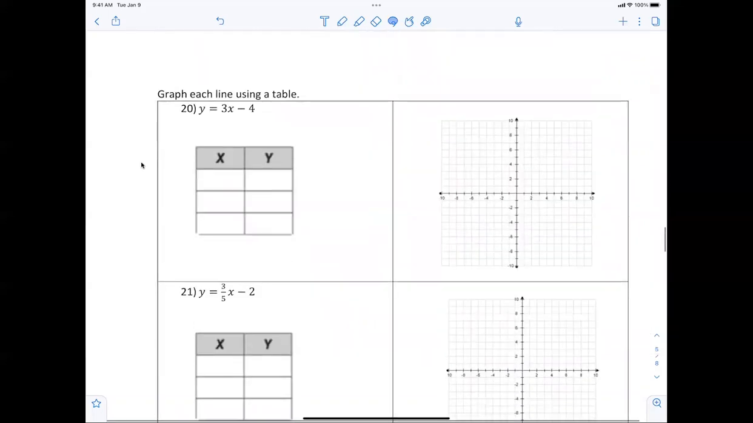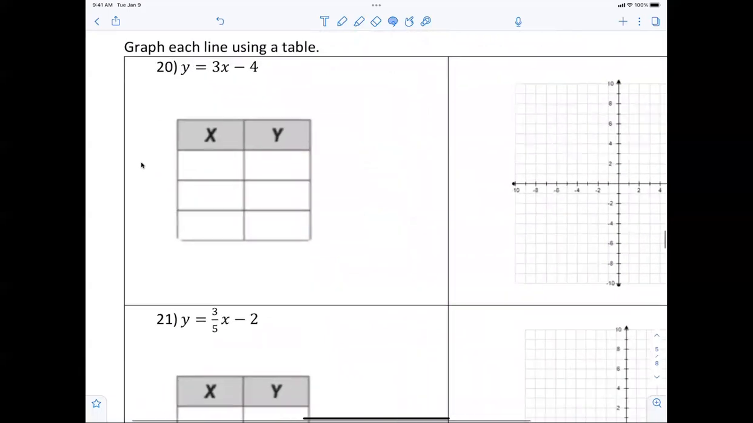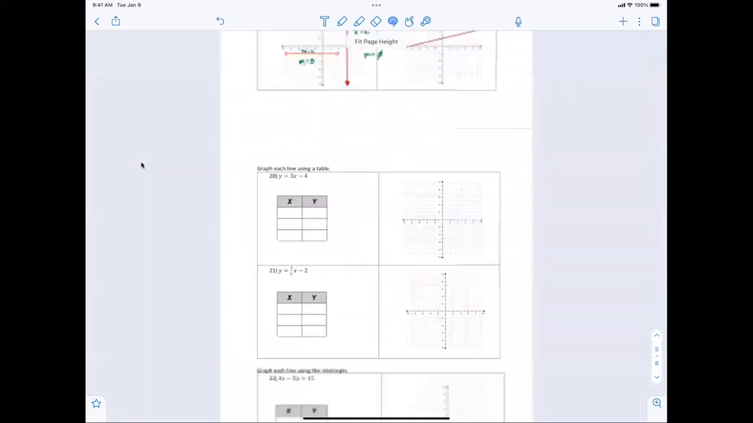All right. Graph the line using a table. What points am I plugging in? 1, 0, -5.